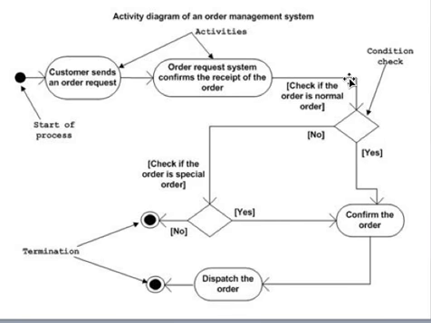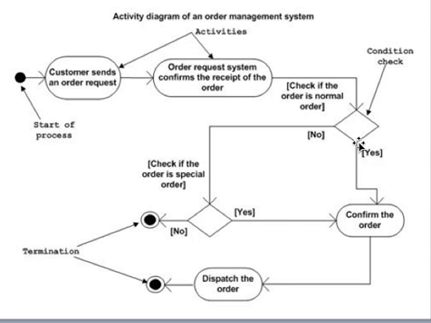Now the next flow is all about checking whether the order is a normal order or not. So you show that with a diamond. You can either put the text next to the diamond or in the diamond if you've got enough space, but you need to indicate what the decision point is all about. In the context of activity diagrams, this is referred to as a condition check. This is typically a yes or a no answer point, or a decision point.